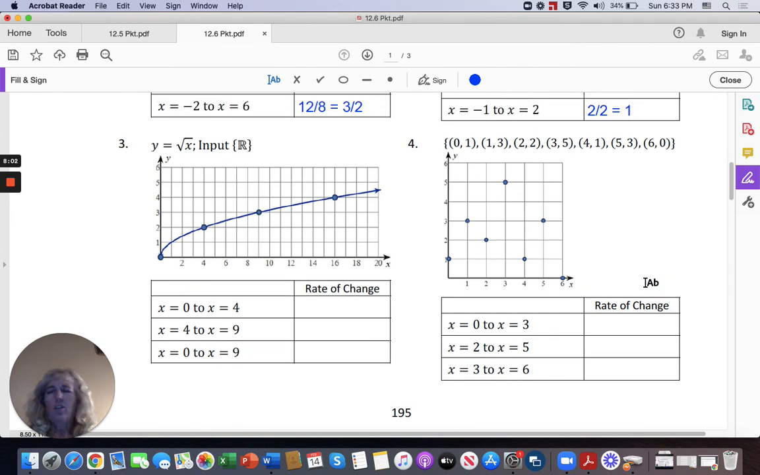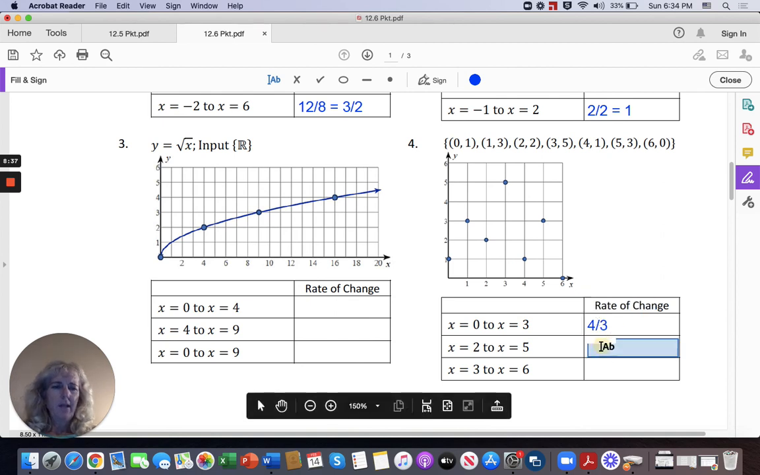Now, I also wanted to do number 4. It's kind of a trickster one. So if I do number 4 here, because it's just points, you're going to go by points only and not anything in between. So if x is 0 to x is 3, I'm going from this point right here up to this point. So I'm going to say 1, 2, 3, 4 over 1, 2, 3. So I disregard anything in between. I only look at these 2 points. So I rise 4 and I run 3.